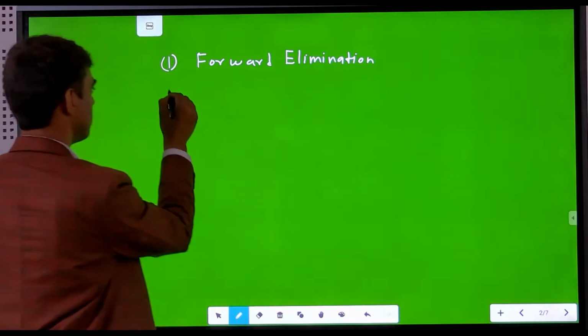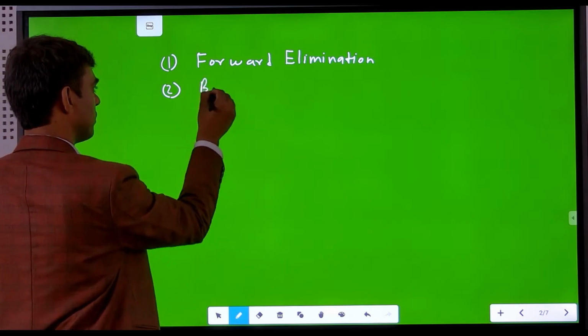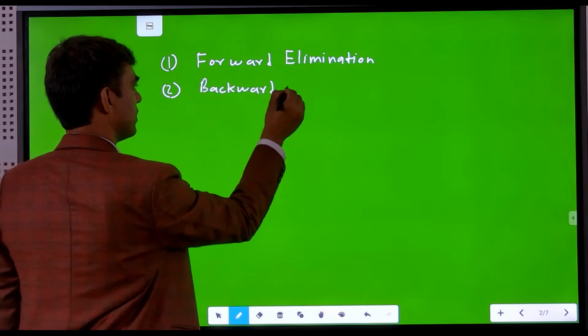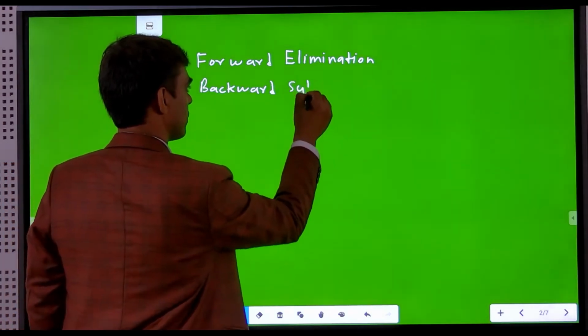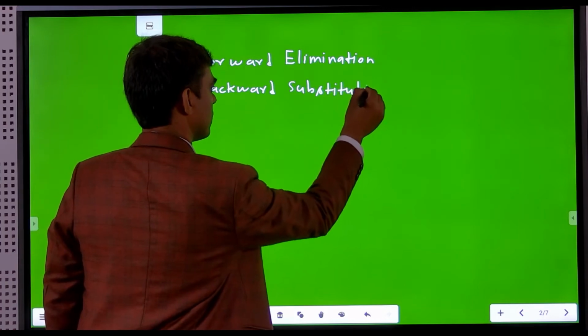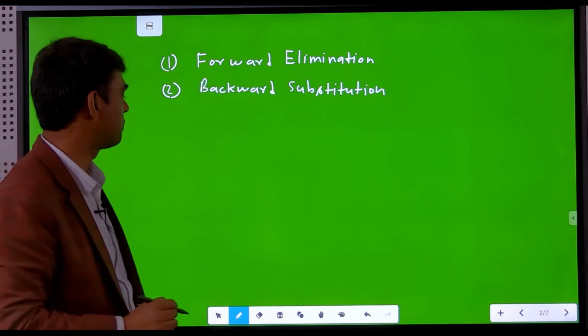And the second step is backward substitution. Forward elimination and backward substitution.